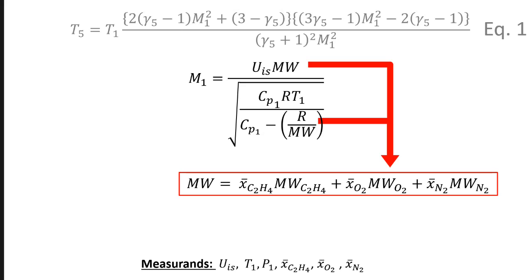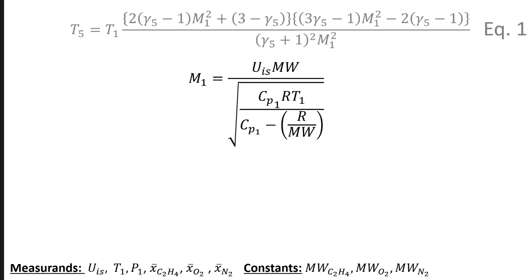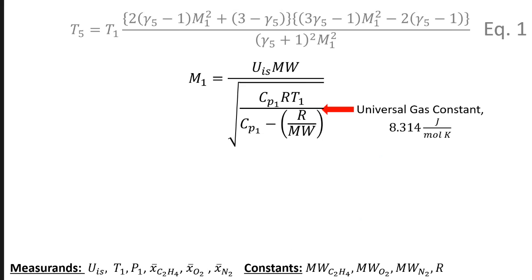Now MW is the molecular weight of the gas mixture, which is the average of all the constituents. To get that average, we multiply the mole fractions, which are measurands, by the molecular weights, which are constants. So I suppose I should start a list of constants too, and add the universal gas constant to it, and we'll call this equation 2.